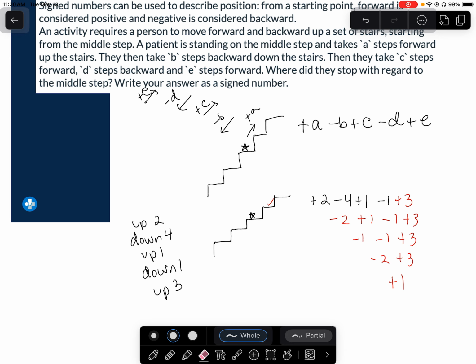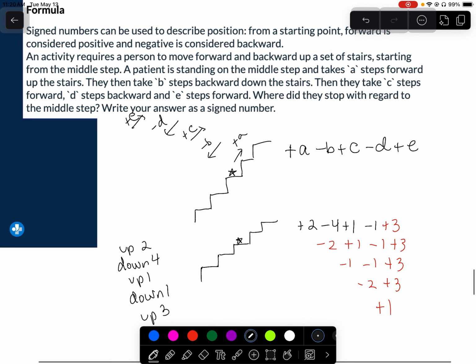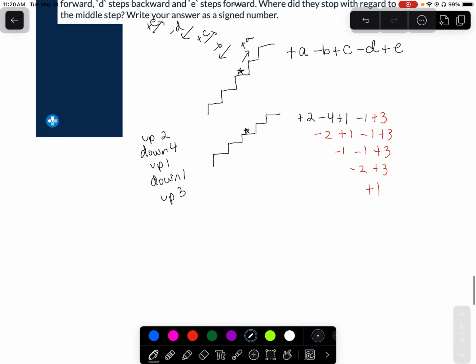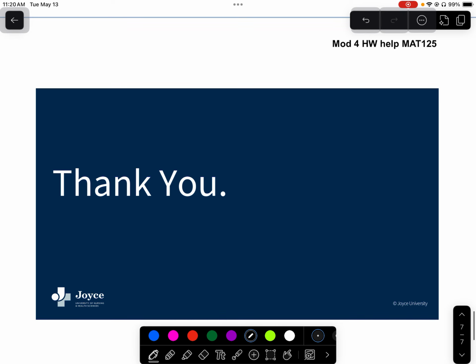Sometimes steps are like a thermometer, like let's say you're thinking, oh, the temperature went up by 10 and down by 6 and up by 4 and down by 3. That's a very similar way to think about it. So that is just a little bit about some of the things you're going to see in Mod 4. I hope that helps you understand that stuff.